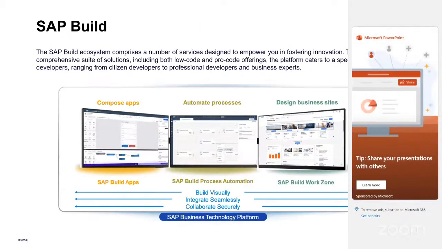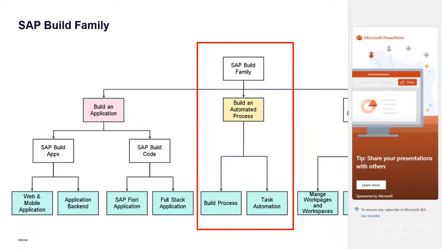Yeah, so this is our build portfolio. Then you go into the build family, where I was talking about in the SAP build family, we have build an application. So you can build a low code application with SAP Build Apps, where we can build a mobile application, a backend application, or a web application. On the left hand side, you can see this part.